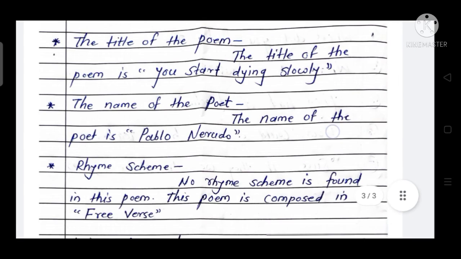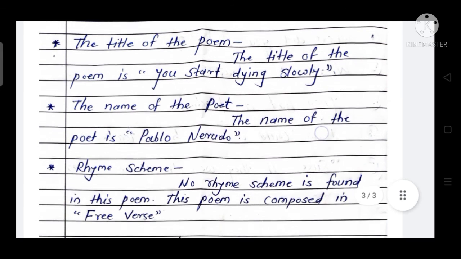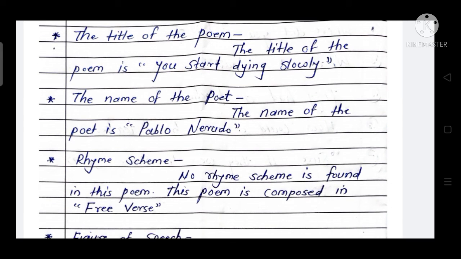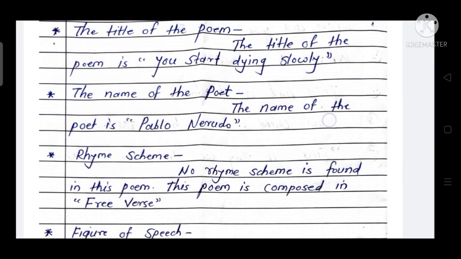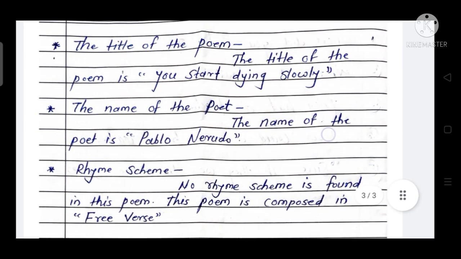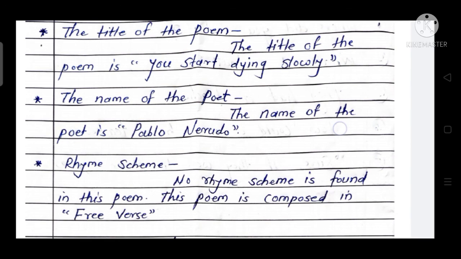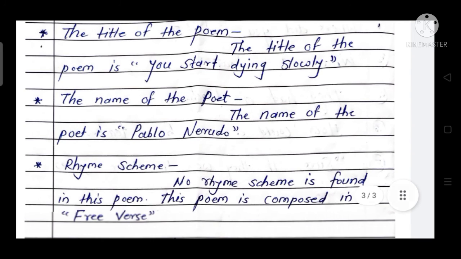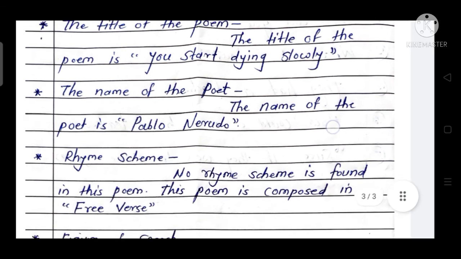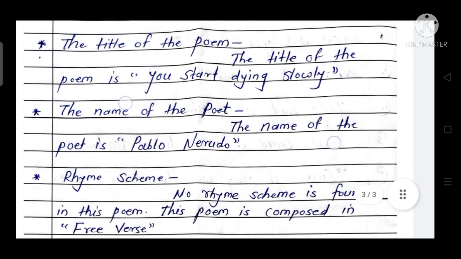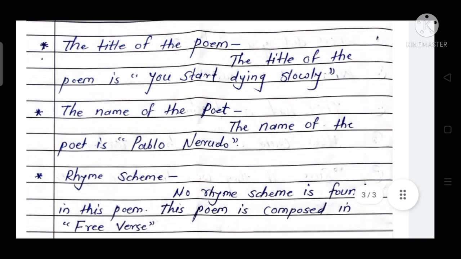This point can be explained in various ways. For example, the poem has been composed by Pablo Neruda. The poem is composed by Pablo Neruda. Or in another sentence we can say that Pablo Neruda composed this poem or wrote this poem. Means there are various types of sentences or options to use for this point.